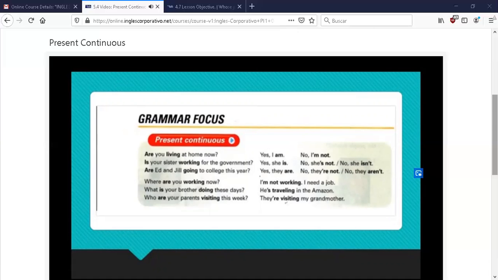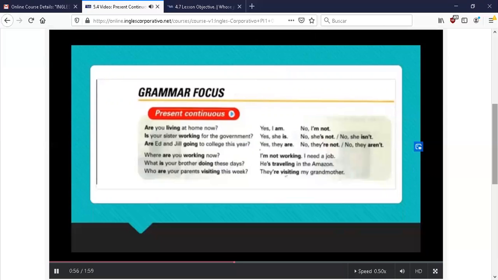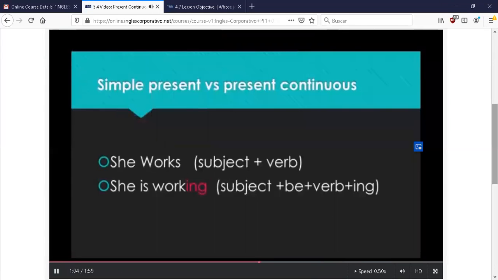Where are you working now? I'm not working. I need a job. What is your brother doing these days? He's traveling in the Amazon. Who are your parents visiting this week? They're visiting my grandmother. Again, it is important for you to recall the difference between these two tenses. Remember, the simple present is used for habitual actions, and present continuous is for actions that are happening right now.